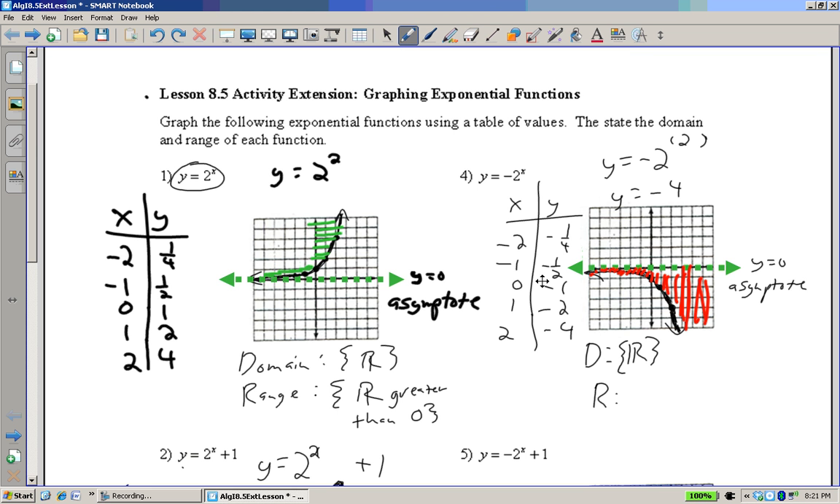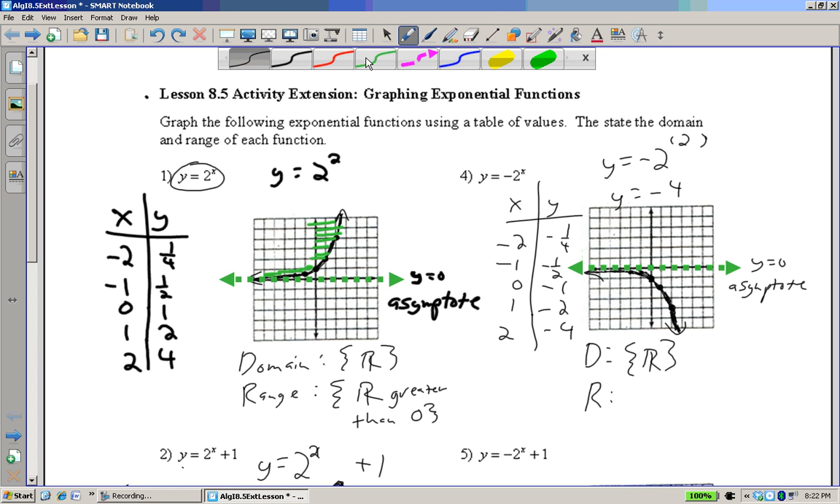Whereas the range, I can only assign so much. I can go onto the y-axis all through here, all through here. But as soon as I get to y equals 0, there's just not a value there. So that is as far as it goes. All real numbers less than 0.